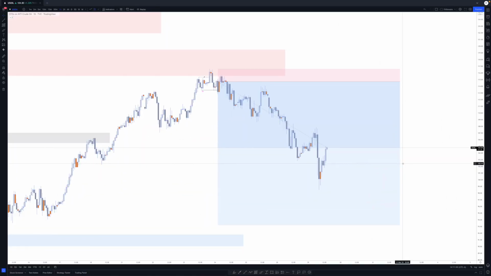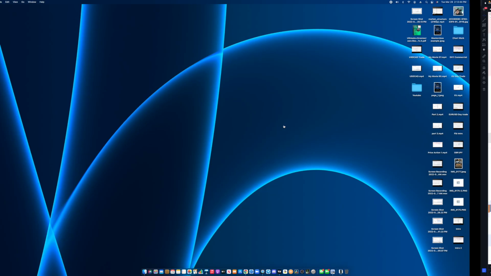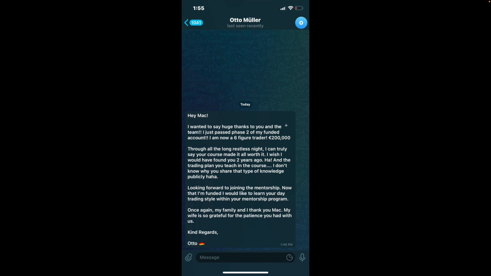I just wanted to hop on here and show you this US oil trade very quickly. A core student of mine who actually lives out in Germany sent this trade to me, and as you can see, we are in deep profit. This is not a bad trade whatsoever. His name is actually Otto, right? And he sent me a message today, and he is now a funded trader.